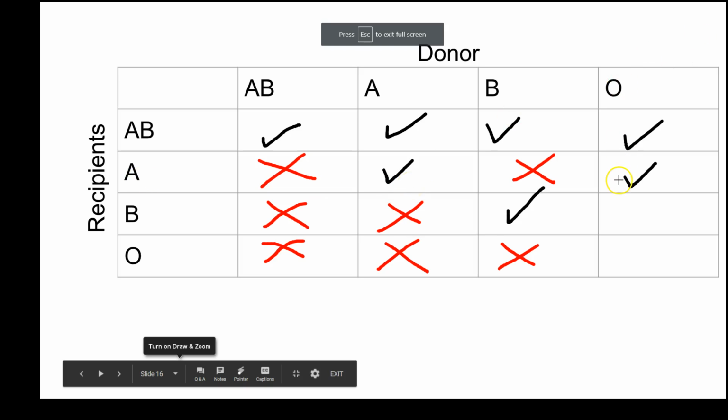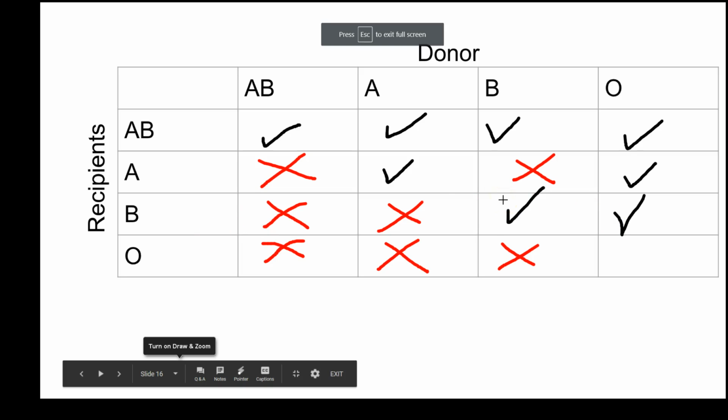And can O give to B? Well, sure, the same logic applies here, because O doesn't have any antigens, doesn't have little tags on it that can be found by B.